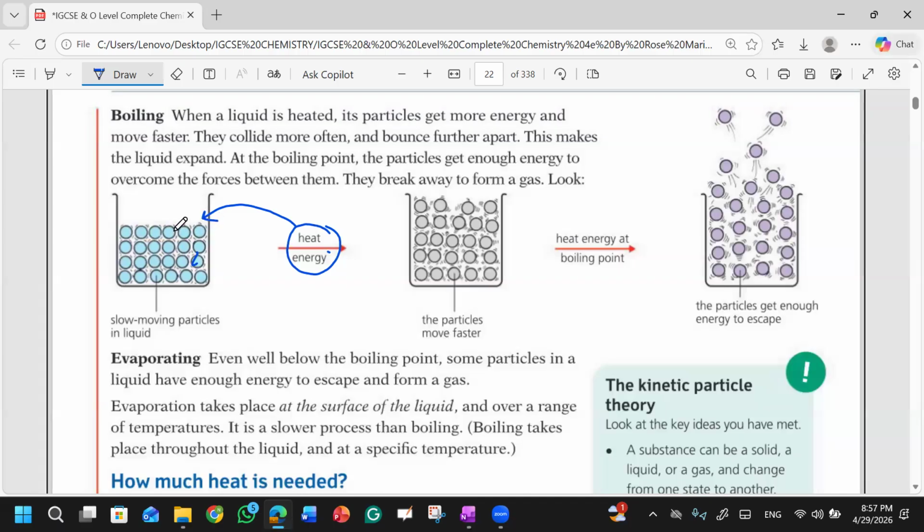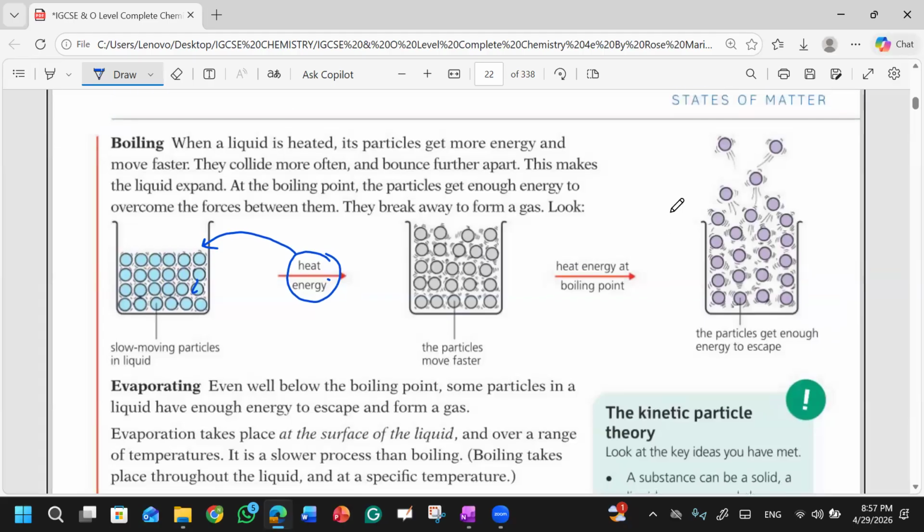The interaction has now become weak, because you are providing heat. That heat energy will break the interaction. And once the interaction is weak, what will happen? The vibrations will increase and the particles will move fast. And at the boiling point, some of the particles will evaporate, will leave the surface. Are you clear with this process, or should I repeat it? No, I got it.